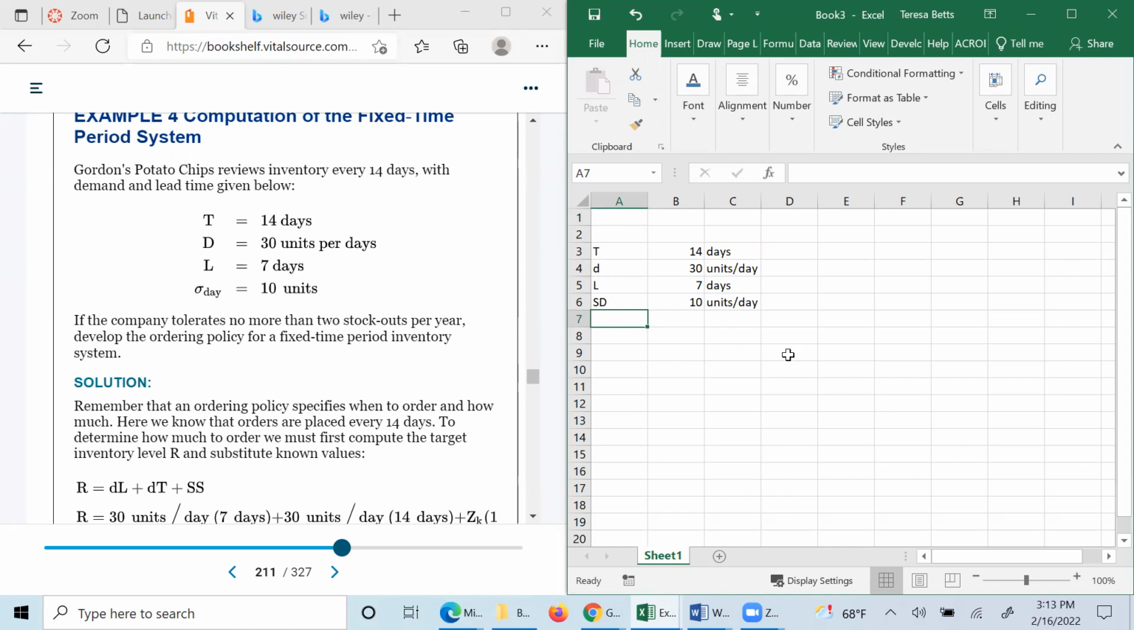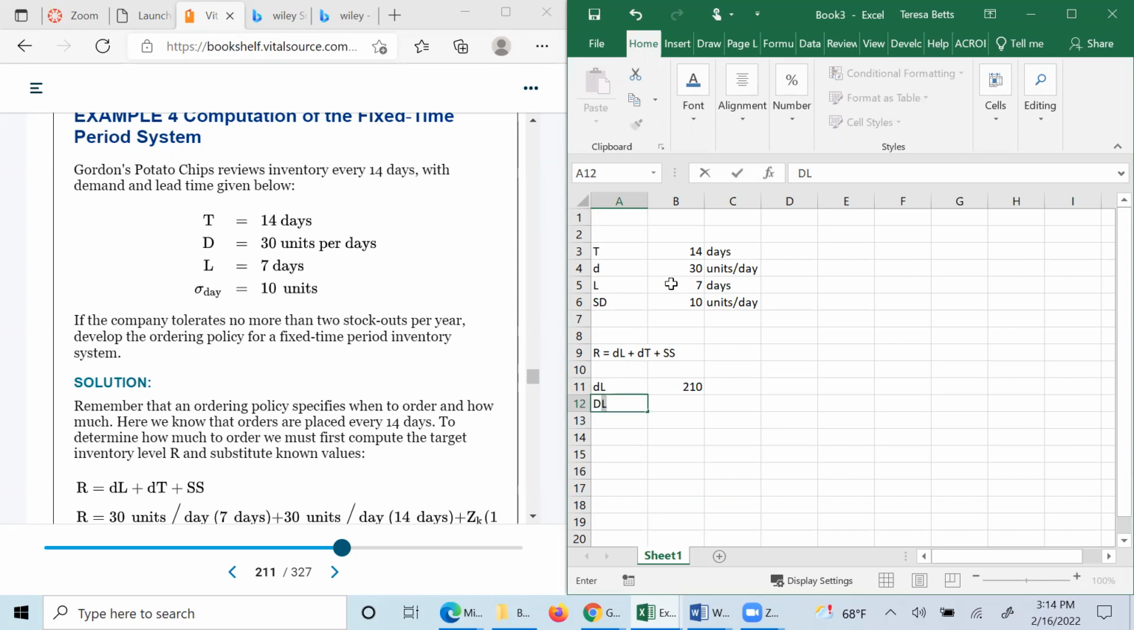the first part of this equation where we say R is equal to small d times L plus small d times T plus safety stock, right? We do this term by term. d times L is going to be this demand of 30 units per day times this lead time.